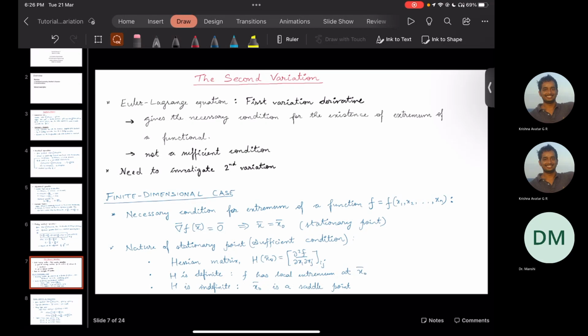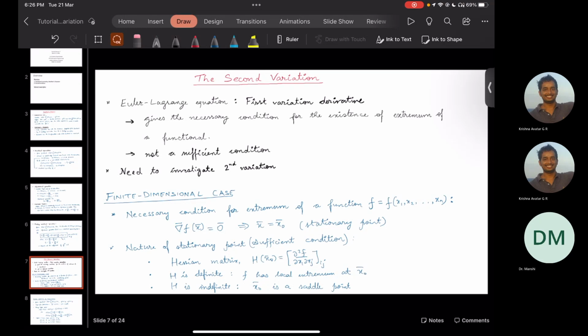Now what we are required to do is to determine the nature of the stationary point, and these are the sufficient conditions to determine whether the stationary point is a local minimum, local maximum, or a saddle point. For that purpose, we require something called the Hessian matrix. The Hessian matrix is defined as H of x naught bar equal to the double derivative of f with respect to xi and xj, determined at x equal to x naught bar.